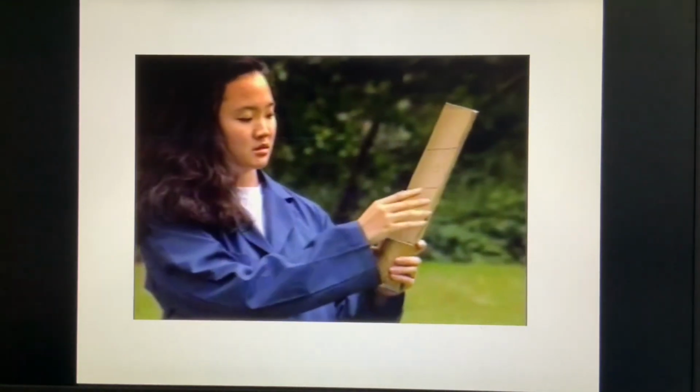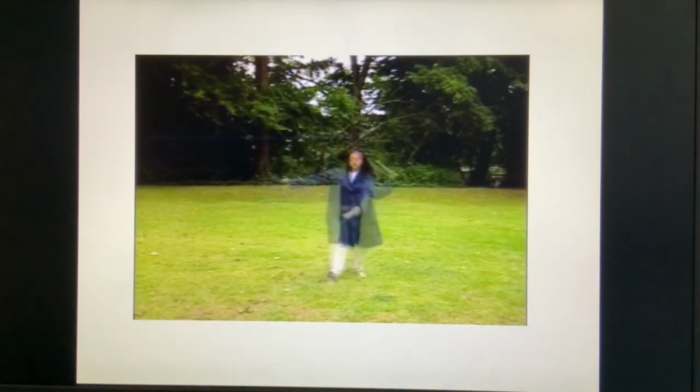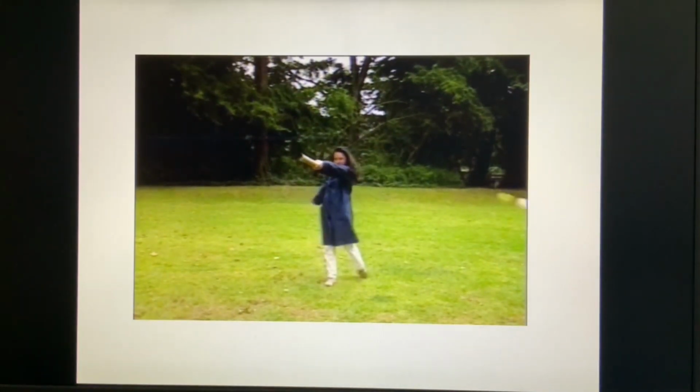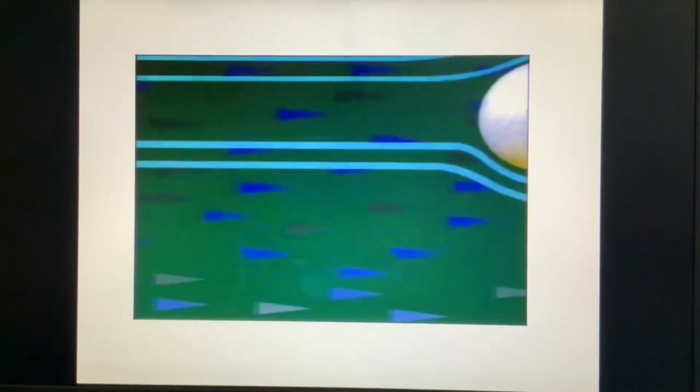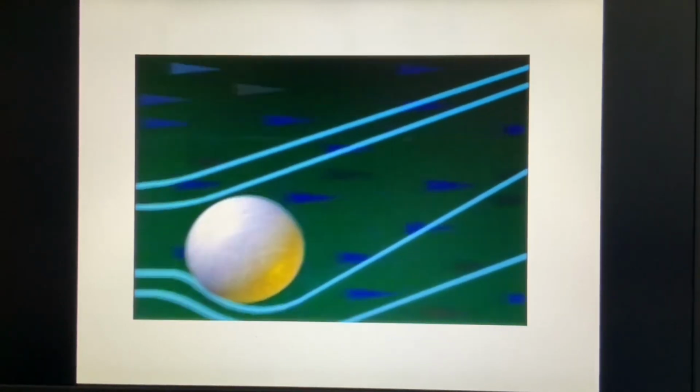If the direction of spin is changed by throwing the ball side-armed, the ball curves away from the direction of the throw. This animation shows how the stream of air moving past the ball is deflected by the spinning of the ball.